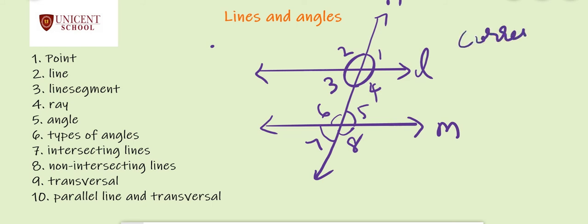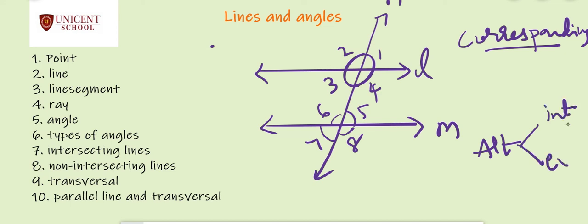Basically, we have corresponding angles and alternate angles. In alternate, again, we have two categories: alternate interior angles and alternate exterior angles. And anyway, we have learned about vertically opposite angles and the linear pair. So these are the different angles which we see in the case of a parallel line and a transversal. So now let's see what a corresponding angle is, and how many corresponding angles can be seen in the case of a parallel line and a transversal.